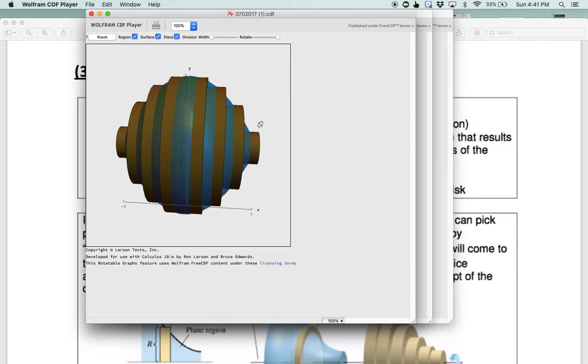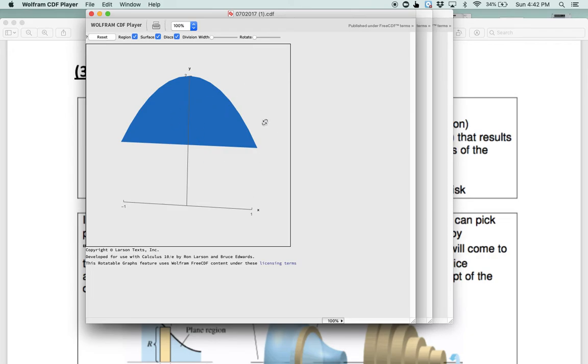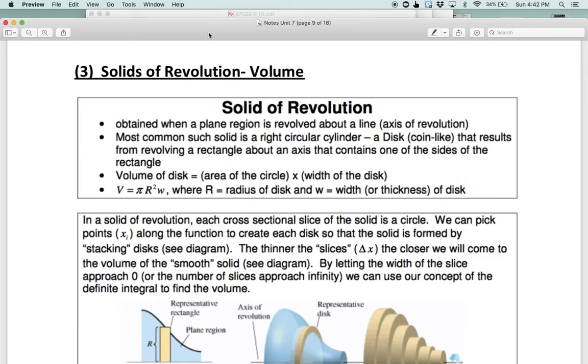So keep these visuals in mind as you start working through your notes, because this is what you have to imagine is happening whenever you look at these, because you're typically only going to be given this initial two-dimensional figure. And from there, we're going to be able to extrapolate what the volume is going to be.